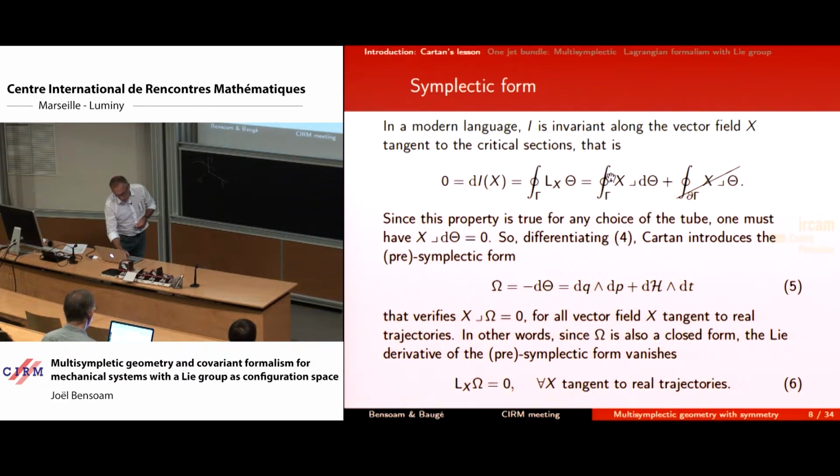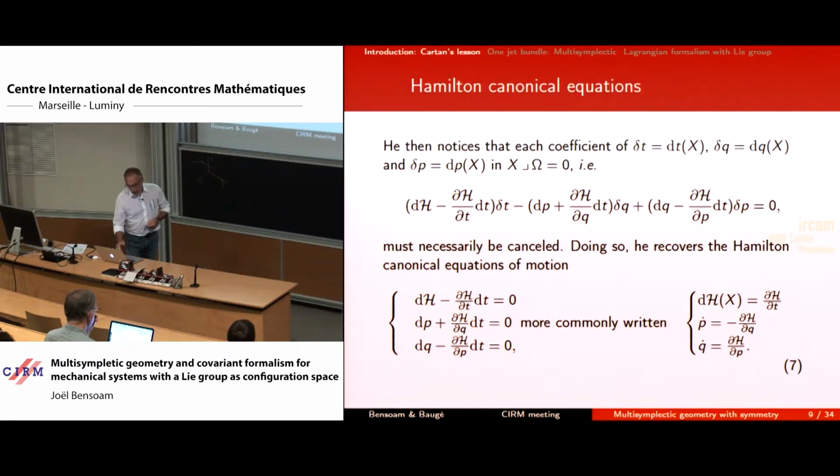Then you have to introduce the pre-symplectic form coming from the Poincaré-Cartan form. As you can see, you have two terms: something which depends on the positions and the differential of the momenta, and something which depends on the Hamiltonian function and the time. And when you apply the fact that along the trajectory the symplectic form is a conserved two-form, then he will find again the Hamilton canonical equations.